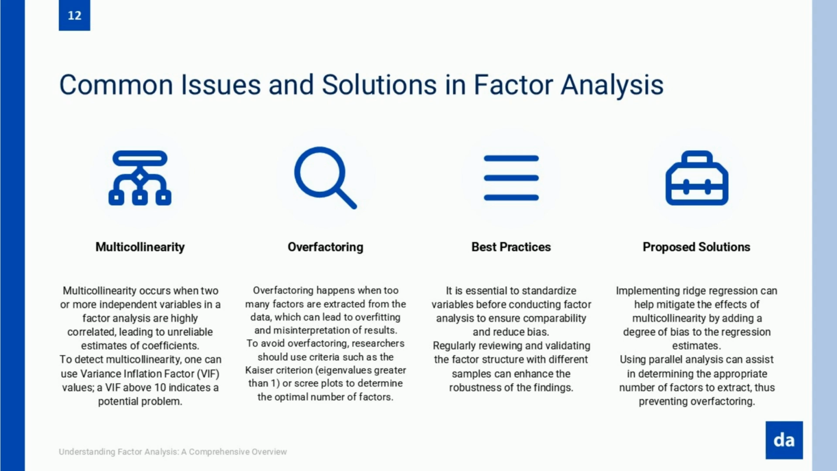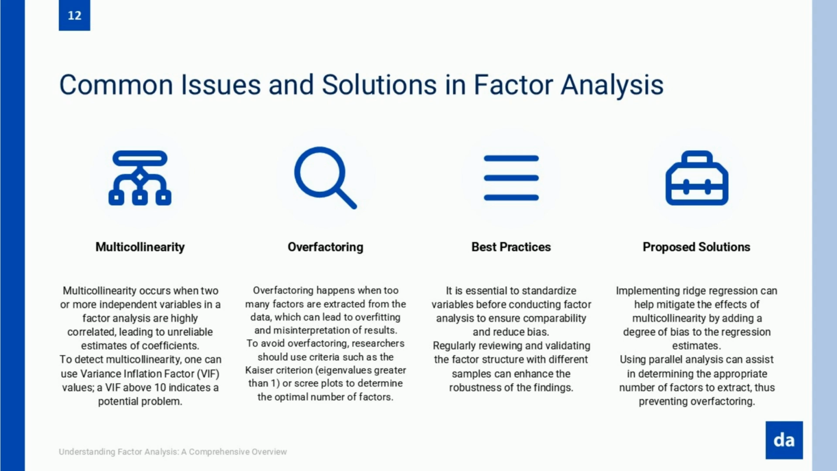One of the most common mistakes is overfactoring, extracting too many factors just because the software says you can. This is the statistical equivalent of overfitting a model, where you start seeing patterns that don't actually exist. If you extract too many factors, you risk breaking your data into meaningless microgroups instead of uncovering real underlying structures. The fix? Stick to logical criteria like eigenvalues greater than 1, scree plots, and interpretability. If your factors don't make sense, chances are you've got too many.